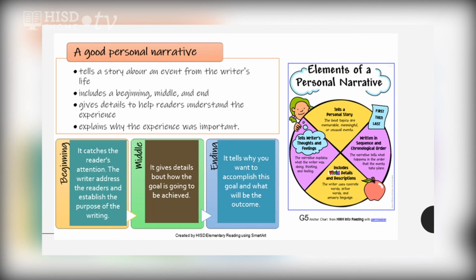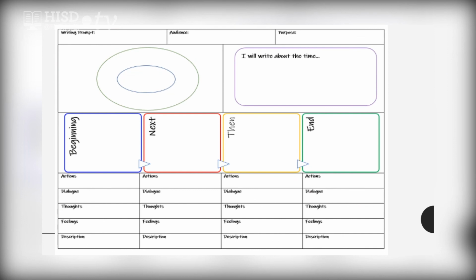Remember, a good personal narrative tells a story about an event from the writer's life. It's going to include a beginning, a middle, and an end, giving details to help the reader understand the experience of that person and explains why the experience was important. As a reminder, we use the following graphic organizer to help organize our learning.